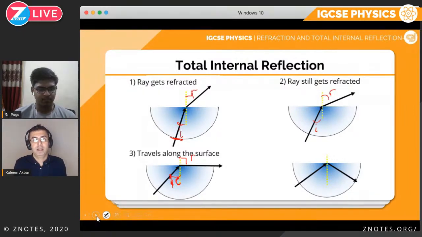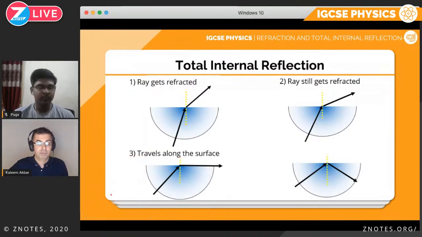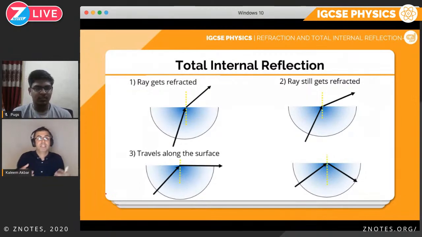Every material has its own critical angle. Diamond is about 24, for example. What that means is any angle of incidence above 24, and you'll get total internal reflection. Another material like glass might be 45. Any angle of incidence greater than 45, and you'll get total internal reflection. Now, you don't need to know that. It's just that every material has its own critical angle.